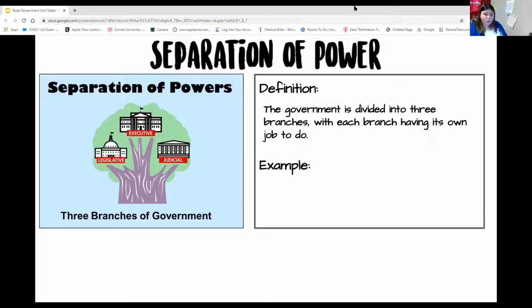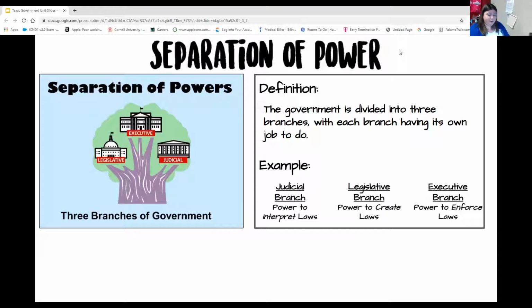Now, to remind you, you should have your foldable with you, just like this. And inside here, you should be writing down the definition in your principles part right here. This is our principles, the separation of powers. Please go ahead and write that right here where it says separation of powers. In that part, you should write the definition. The government is divided into 3 branches, with each branch having its own job to do. Please write that in the definition part of separation of powers.